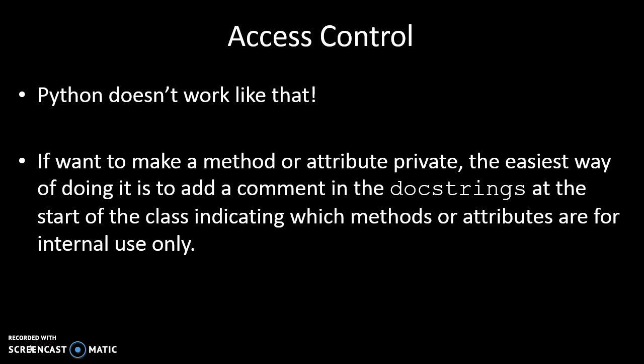Now Python doesn't do this at all. So Python says everything is public. There is really no actual way to make methods and attributes within a class private. You can kind of make it difficult, but there isn't a way to make it fully private. The handiest thing to do is to put in the doc strings a comment saying this method or attribute is for internal use only. And then if a programmer sees that, they will try to avoid using it.